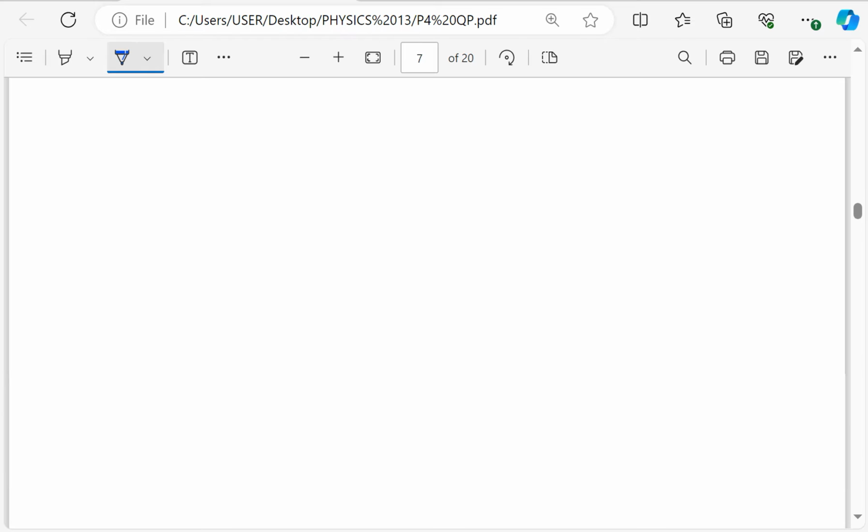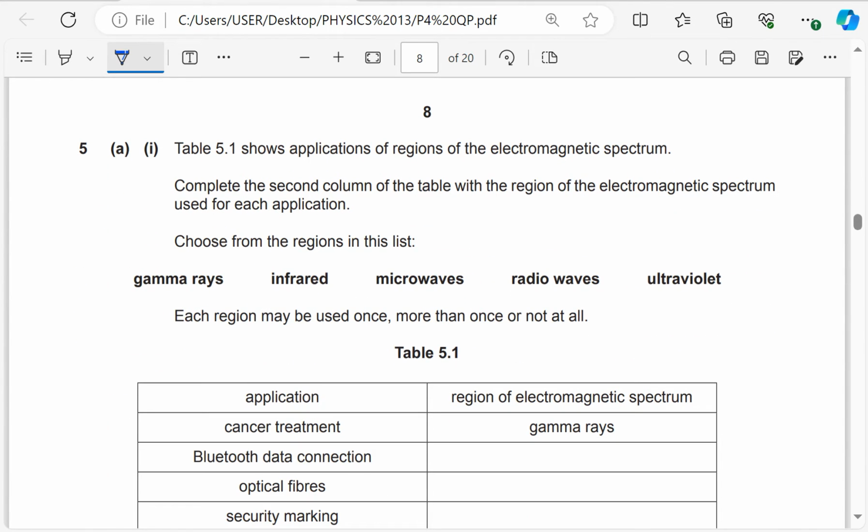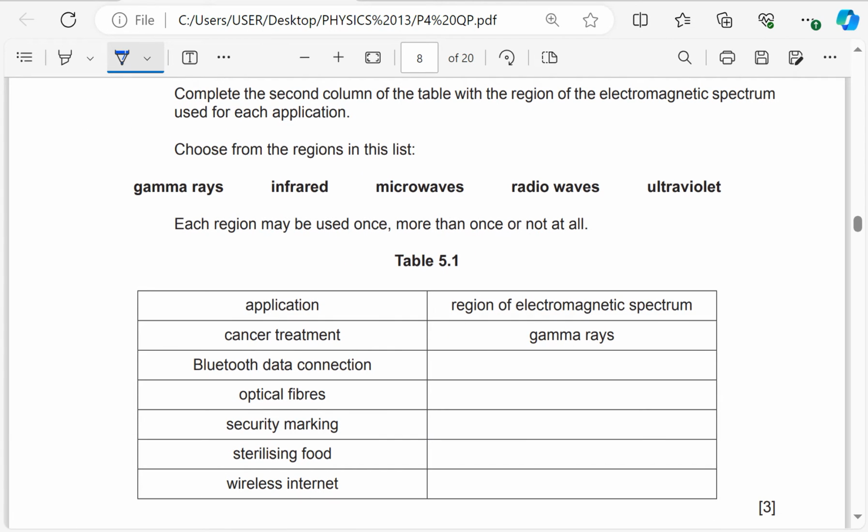So here is a blank page. The table shows applications of regions of the electromagnetic spectrum. Complete the second column of the table with the region of the electromagnetic spectrum used for each application. Choose from the regions in this list. Okay.